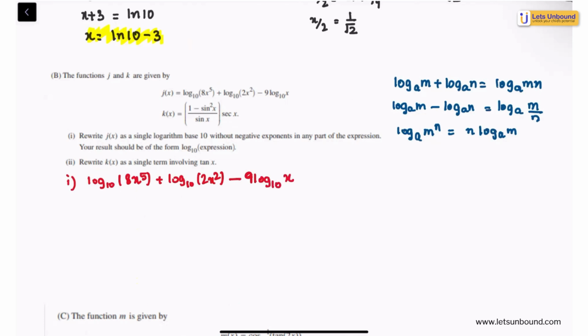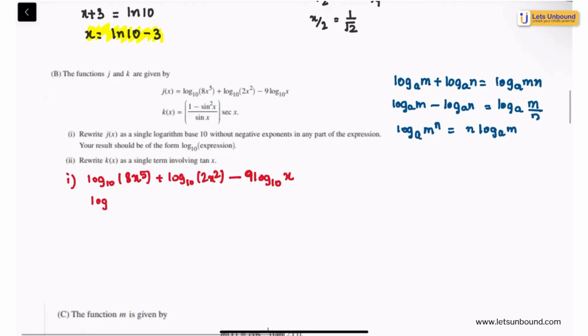Now, the first expression and the second expression are being added with the same base, which means they will get multiplied. So it will be log base 10, 8x^5 into 2x^2, minus. Now this is a constant in multiplication with the log, so it can move to the power of the log, which is log base 10 x to the power 9.